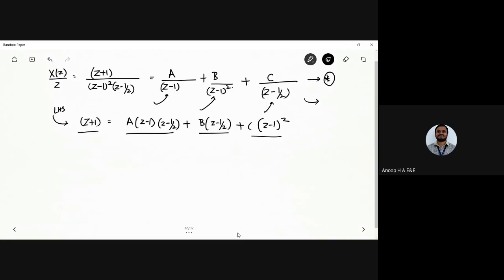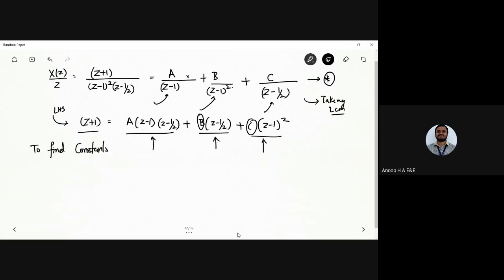If I take the LCM, it is Z minus 1 the whole squared. If I multiply it to A, B, and C, what would be left out? It is Z minus 1 by 2 here. This is C into Z minus 1 the whole squared, and this one is A into Z minus 1 into Z minus 1 by 2. Now it is quite clear how we are going to find the constants B and C, isn't it?